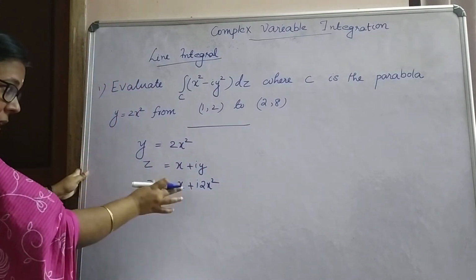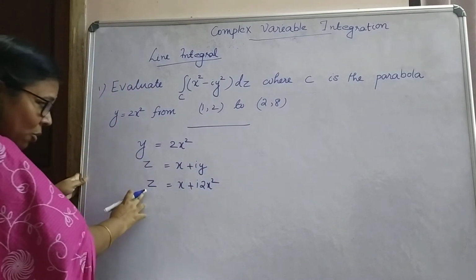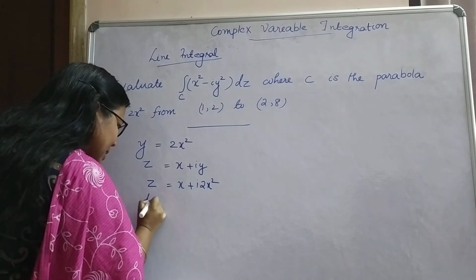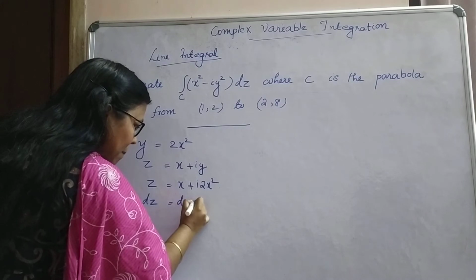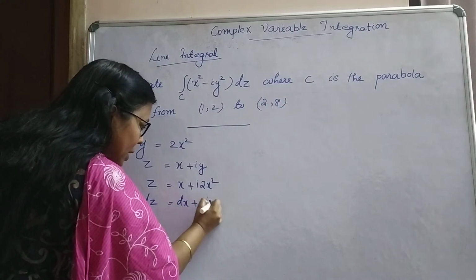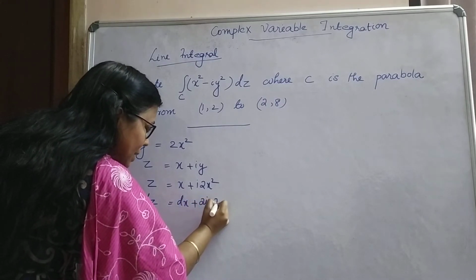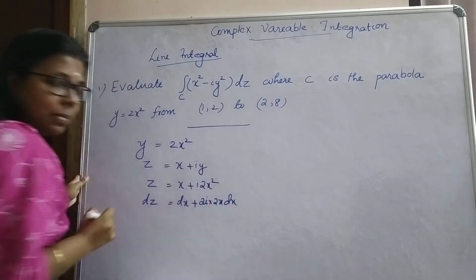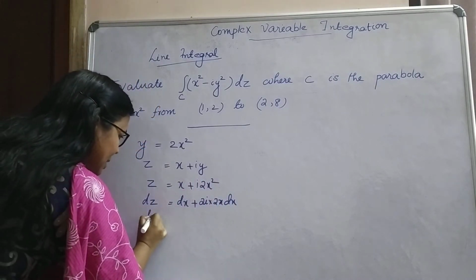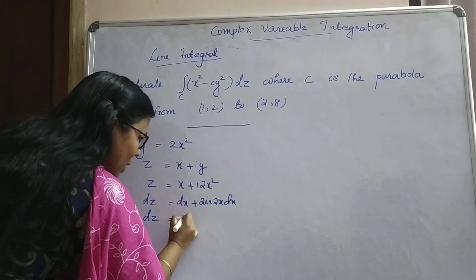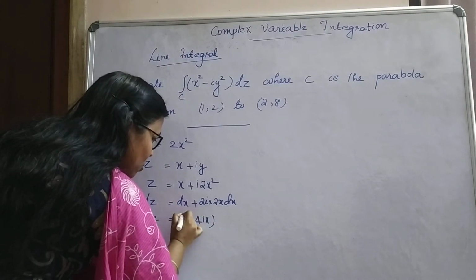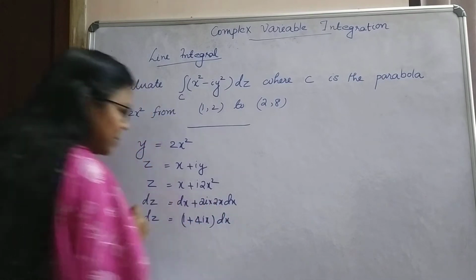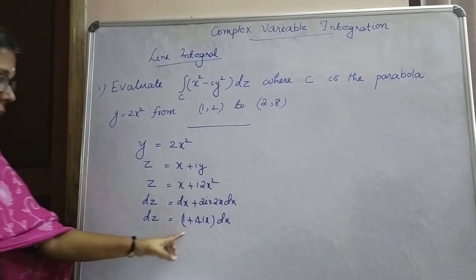Then taking derivative on both sides, derivative of z is dz. Derivative of x is dx, plus 2i into derivative of x square, which is 2x dx. That is dz equal to (1 plus 4ix) into dx, taking dx outside.